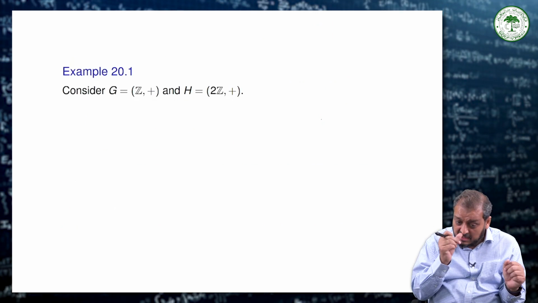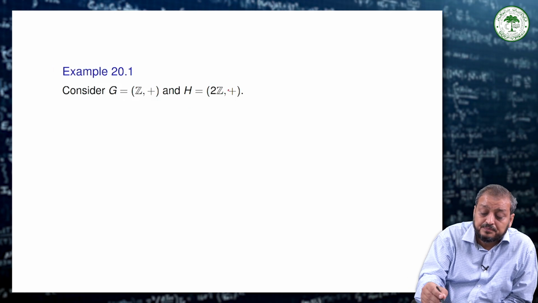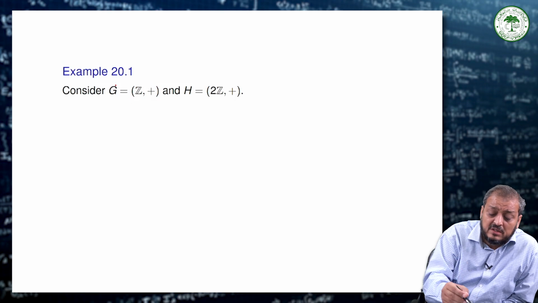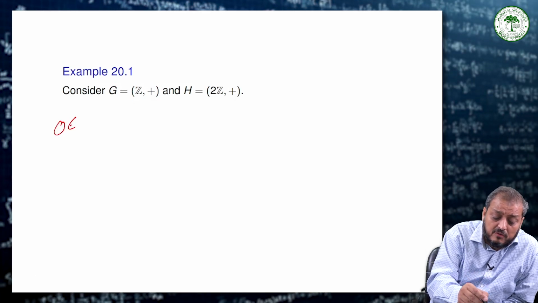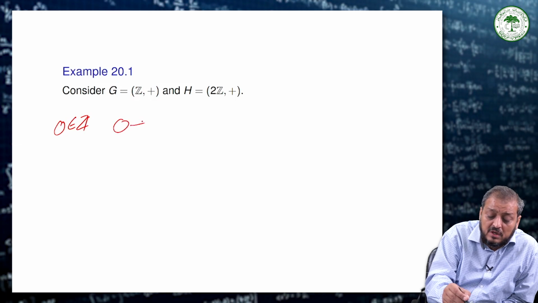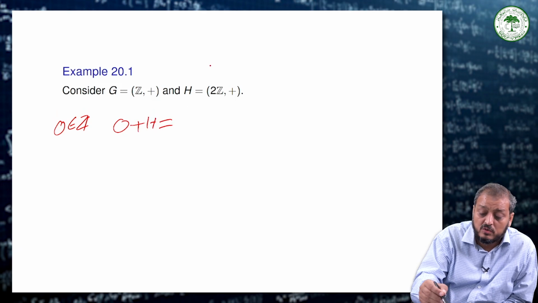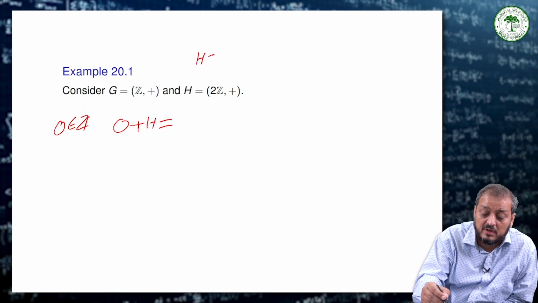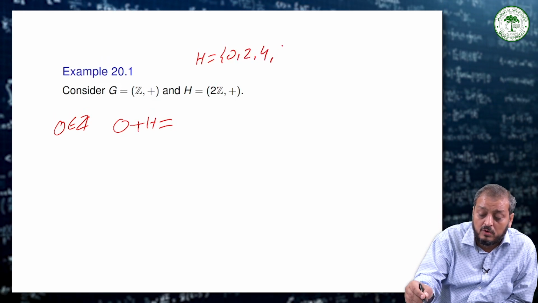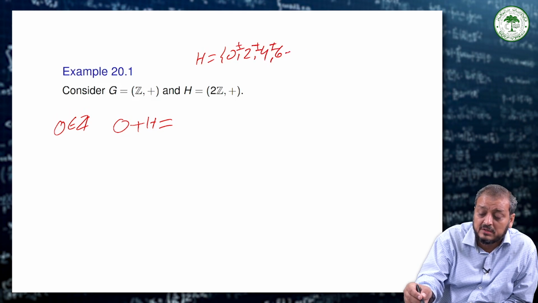Let us take a very trivial example. We take the set of integers Z and take H equal to 2Z. Take any element of Z. We have 0 as an element of Z, and this is a group under addition. So 0 plus H is equal to the set of elements 0 plus h where h is an element of H, that is 0, plus or minus 2, 4, 6, and so on.